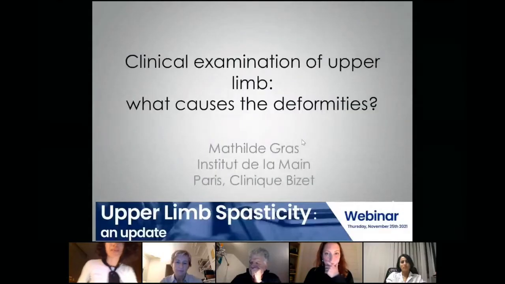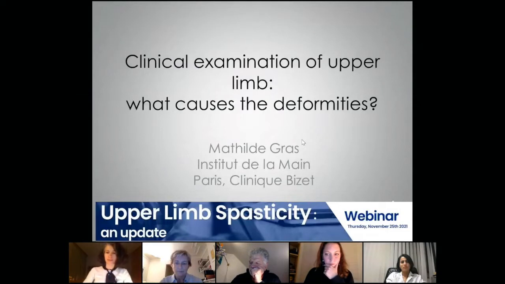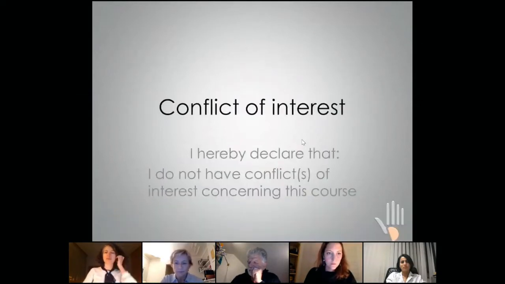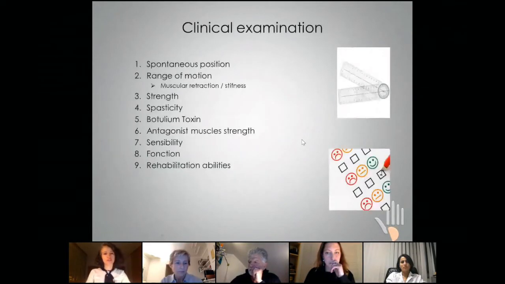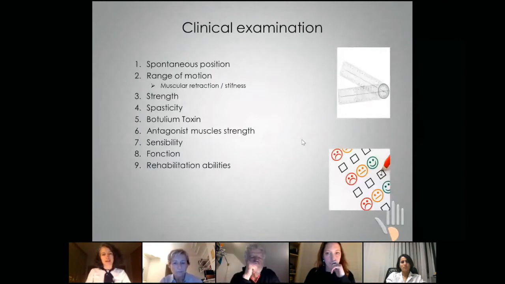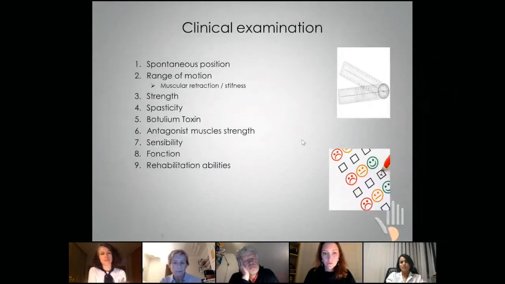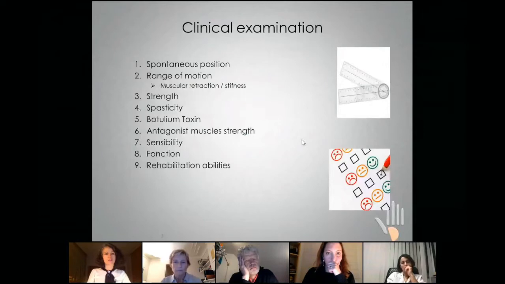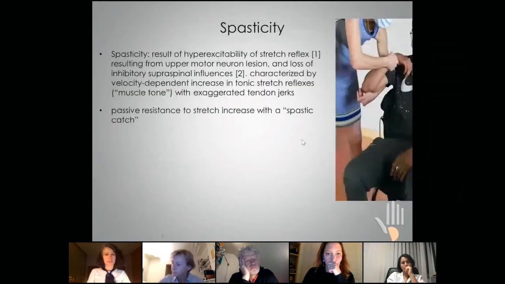Mathilde. The examination of the upper limb is a complicated examination, so we will see together how to perform it. We will first look at the spontaneous position, then the range of motion, the strength, the spasticity, do some tests with botulinum toxin, and then we will test the antagonist muscle strengths. And we have to see also the sensibility of the patient, what is his function, and what are the rehabilitation abilities of the patient.